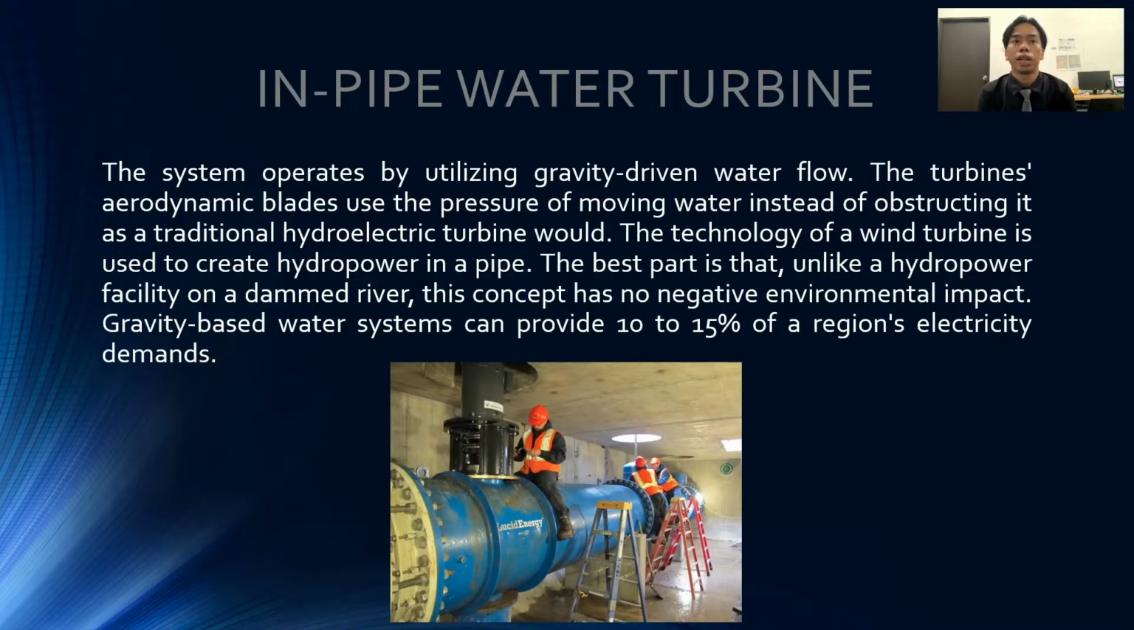Next, the in-pipe water turbine. The system operates by utilizing gravity-driven water flow. The turbine's aerodynamic blades use the pressure of moving water instead of obstructing it as a traditional hydroelectric turbine would. The technology of a wind turbine is used to create hydropower in a pipe. The best part is that unlike a hydropower facility on a dam river, this concept has no negative environmental impact. A gravity-based water system can provide 10 to 15% of a region's electricity demand. As you can see in this picture, this is an example of an in-pipe water turbine.